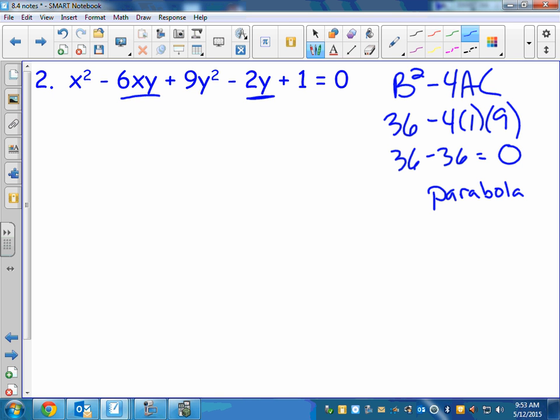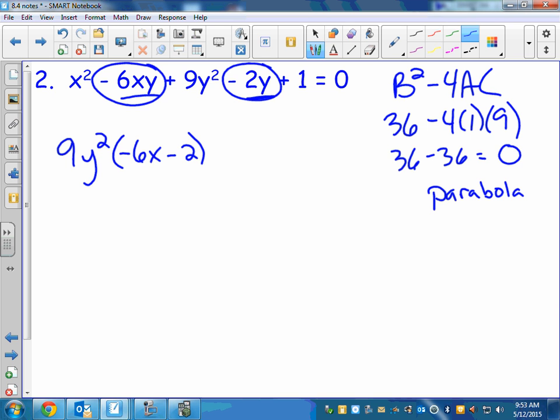So again, I'm going to start with my 9y squared, but notice that both of these have a y in front of them. So if I factored the y out of that, I would be left with negative 6x minus 2, plus sign there, y. You see what I'm doing there? Like I took the y out of both of those.